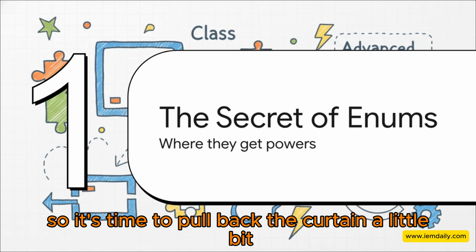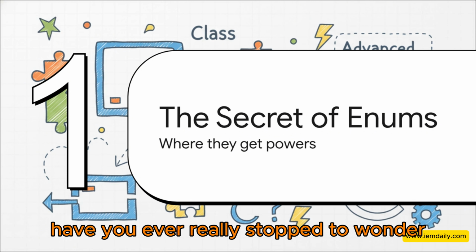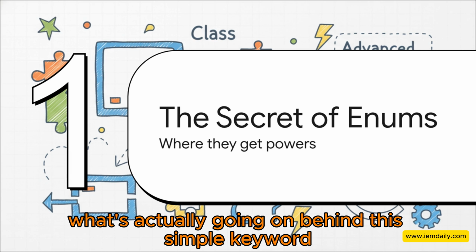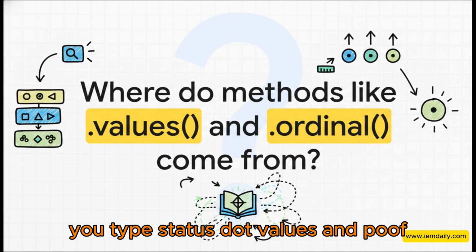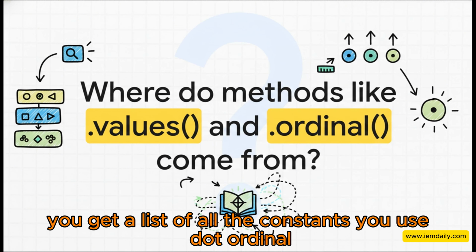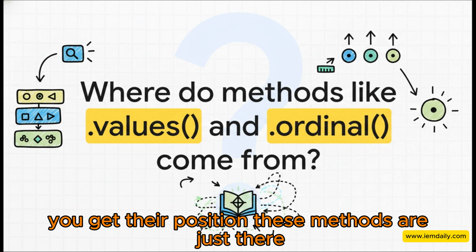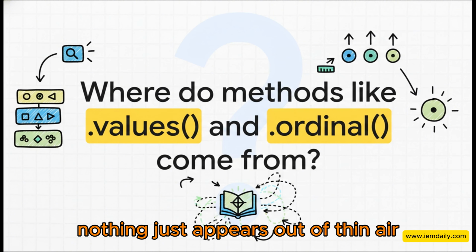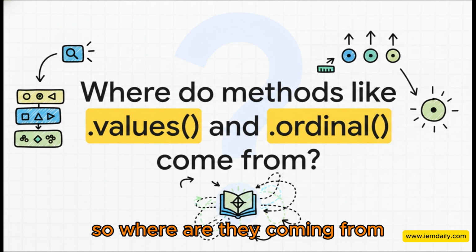So it's time to pull back the curtain a little bit. Have you ever really stopped to wonder where an enum gets all its built-in abilities? Like, what's actually going on behind this simple keyword? I mean, think about it. You type Status.values and poof, you get a list of all the constants. You use .ordinal, you get their position. These methods are just there. But come on, this is programming, right? Nothing just appears out of thin air. So where are they coming from?